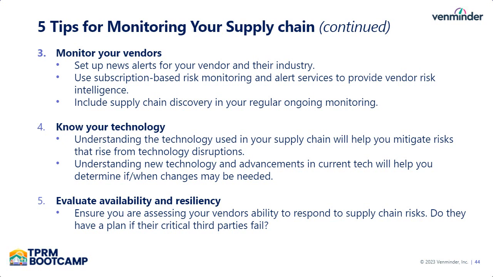And then evaluate availability and resiliency. You need to ensure that you're assessing your vendor's ability to respond to supply chain risks. Do they have a plan if their critical third parties fail? You want to make sure that they don't only have a plan for themselves if they fail, but they also have something in place for if someone within their supply chain, in their vendor management, has a failure, and what the impact to you is.